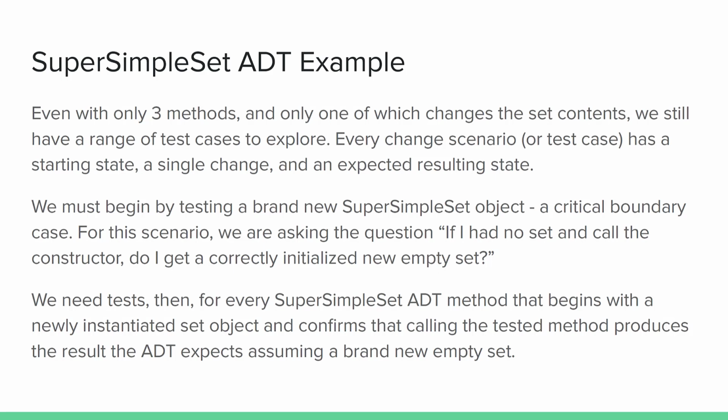So we need to start by initializing a brand new SuperSimpleSet object, which is a critical boundary case. We want to know if I had no set and I call the constructor, do I get a correctly initialized brand new empty set? To confirm this, we'll add tests for each one of the SuperSimpleSet ADT methods that begins with this change scenario. I begin with a newly instantiated set object, and I call the method to confirm that the method returns a result that's consistent with a brand new correctly initialized set.